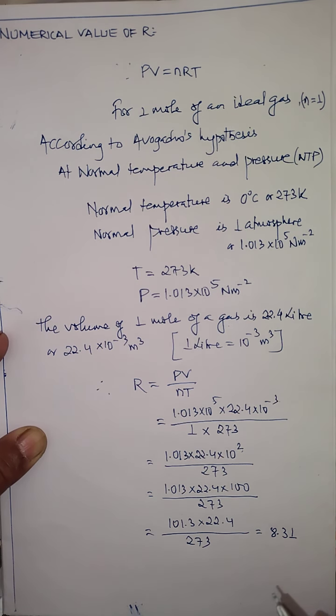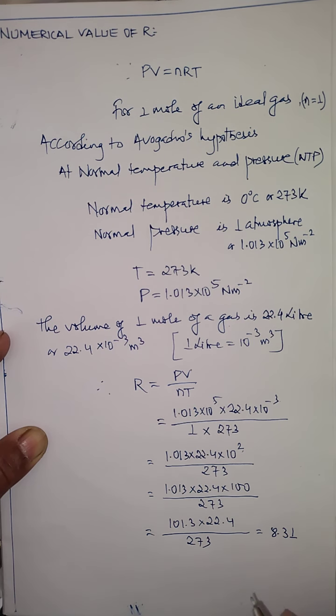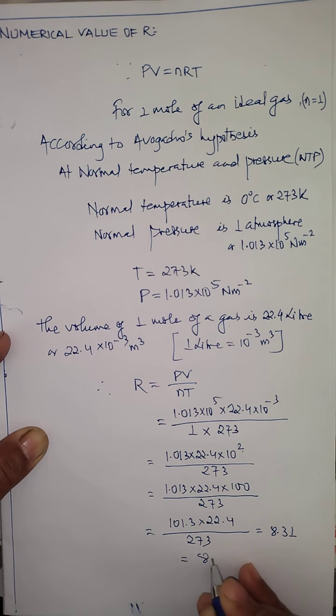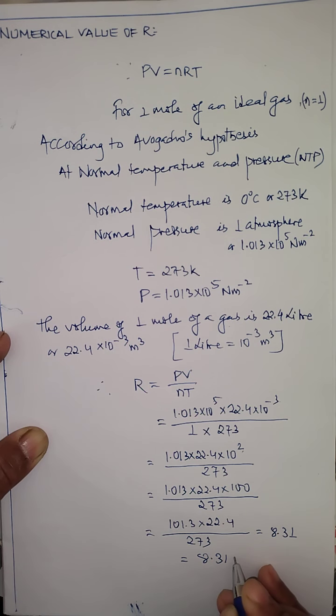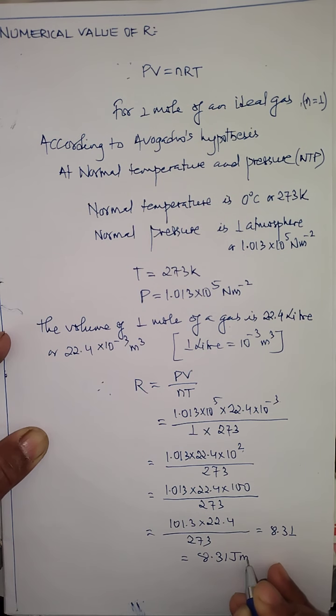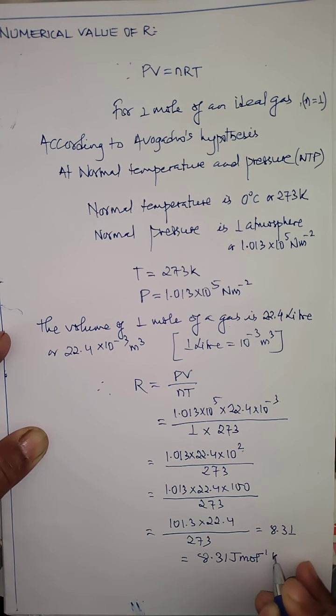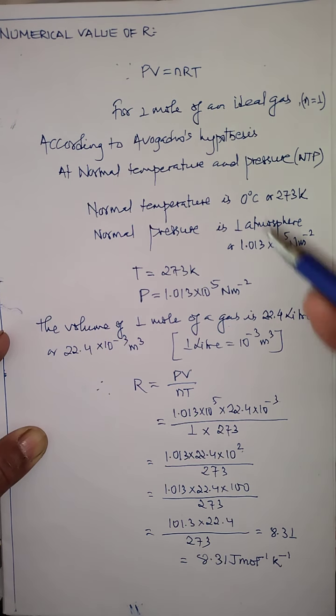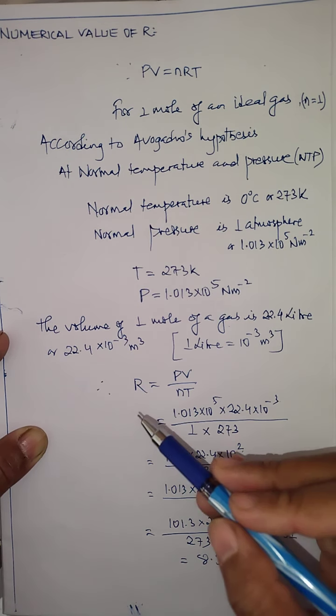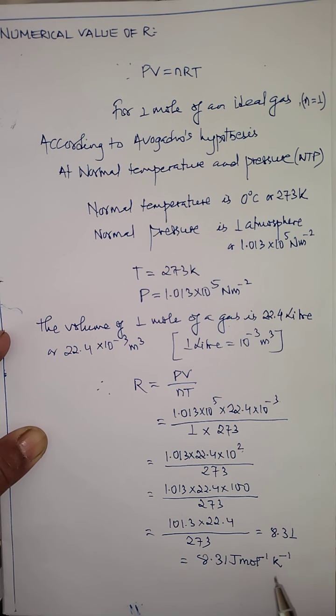You can check it out, this is the value of R, which is 8.31. So this is the universal numerical value of the universal gas constant. But this constant has a unit, so let me write the unit. Finally, the value is 8.31 joule per mole per Kelvin, because we have already learned the SI unit of R is joule per mole per Kelvin.